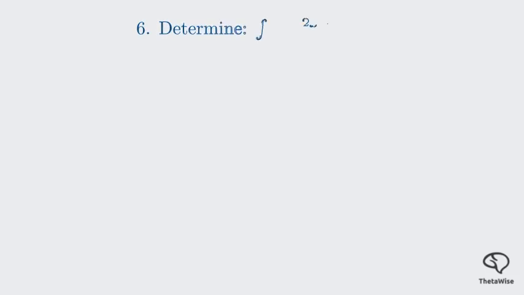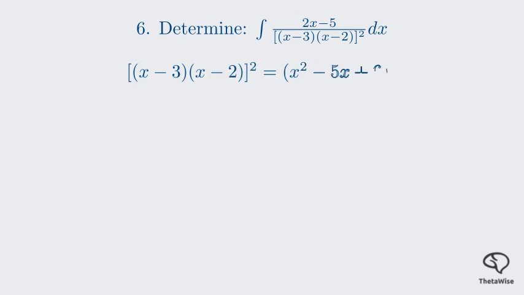We need to find the integral of 2x minus 5 divided by the square of the quantity x minus 3 times x minus 2. First, let's expand the denominator to determine its degree. Expanding the terms inside the parentheses gives x squared minus 5x plus 6. Squaring this expression, the highest power will be x squared squared, which is x to the fourth. The denominator is a degree 4 polynomial.